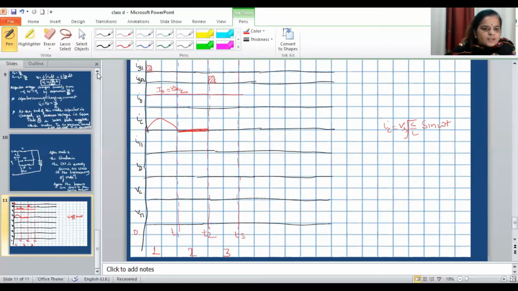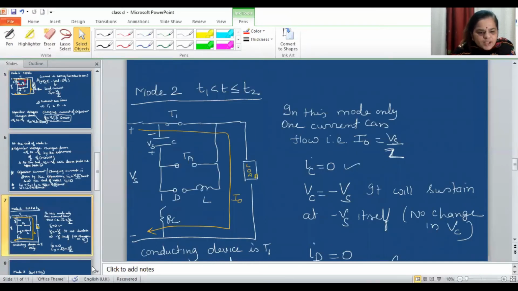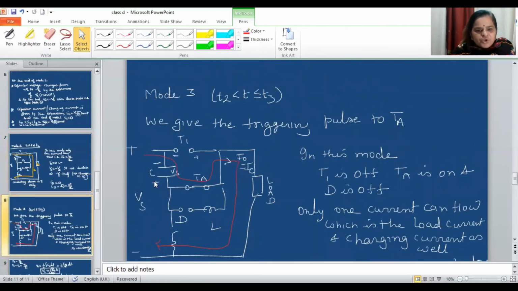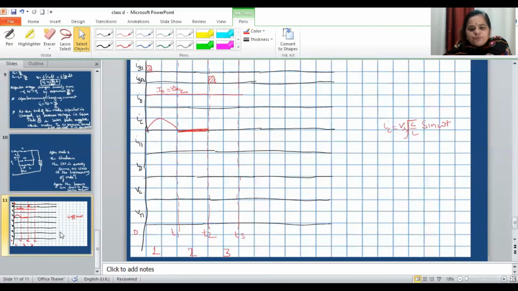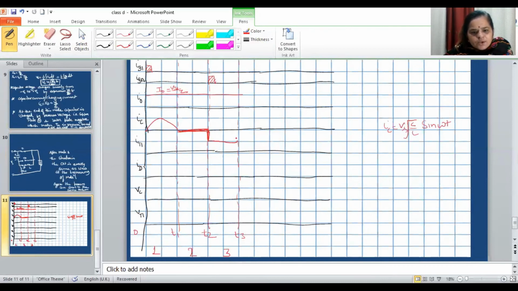You can see that in mode 1 the charging current is going from downward to upward. In mode 2 the charging current is 0, but when you see mode 3 the charging current is coming from upward to downward. So that means if in mode 1 I have plotted like this, in mode 2 it will be constant, equal to I0, and this peak will be Vs root C by L. So this is the charging current.